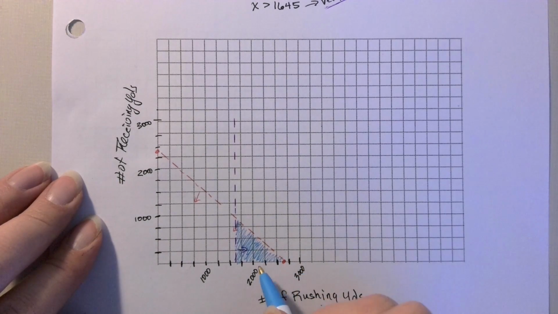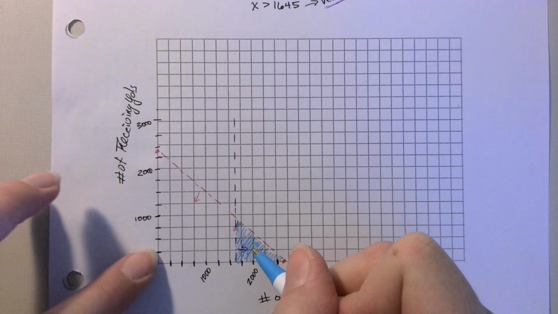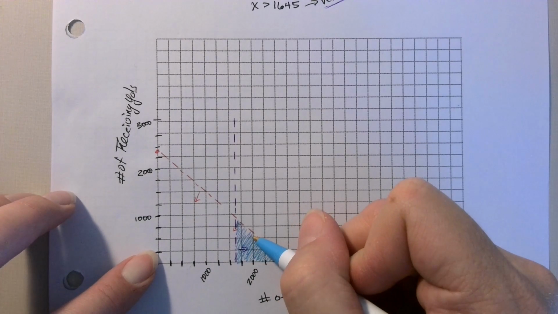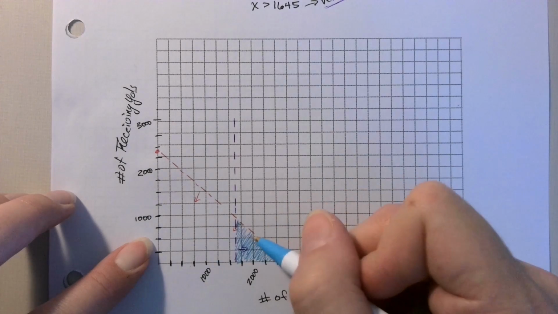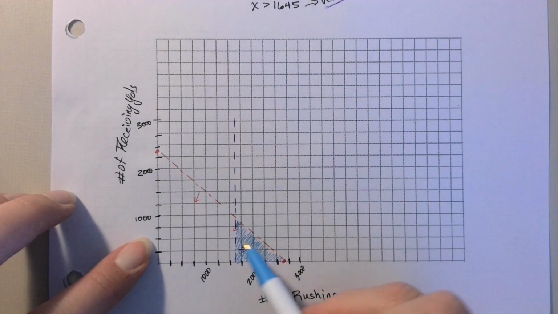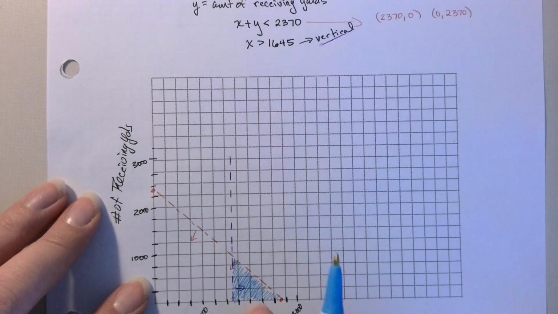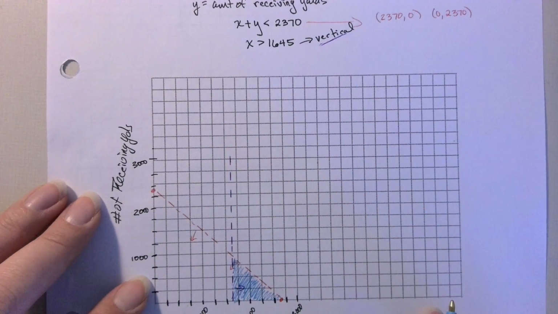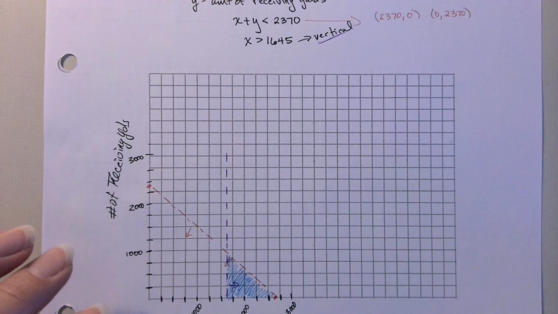So I could say that he could have 2,000 rushing yards and 250 receiving yards. I could also probably pull up here as 2,000 rushing yards and 500 receiving. But if I pick an answer in the shaded region, due to me estimating, I would definitely want to put it in here and make sure that it's valid in both of those. Okay, so I know this is a longer video for 3 problems, but it's important to review these ideas.